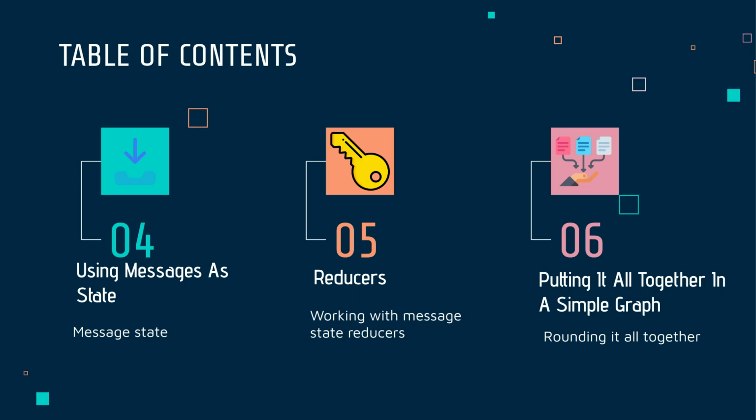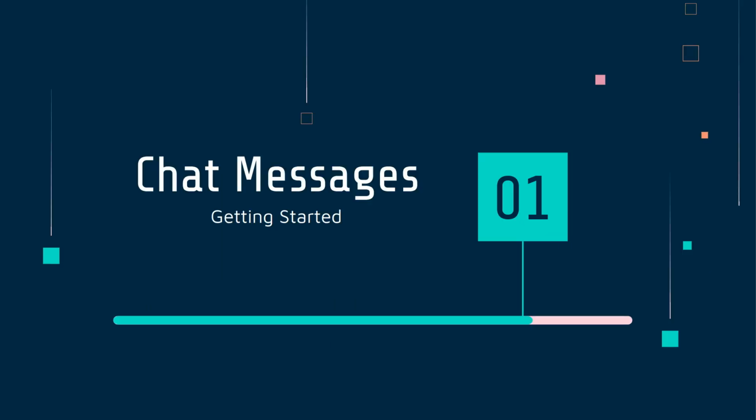We're also going to look at using messages as state for our graph, using a reducer. We're going to look at what a reducer is. Again, these are new concepts, so don't worry if you don't understand. It's all fine. And then we're going to put everything together into building a simple agent. Okay, so let's start with chat messages.